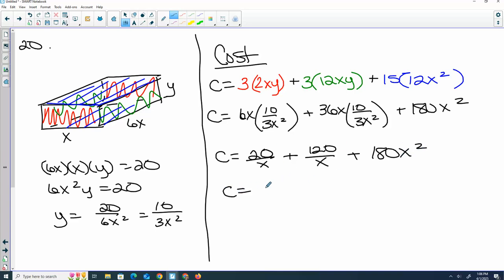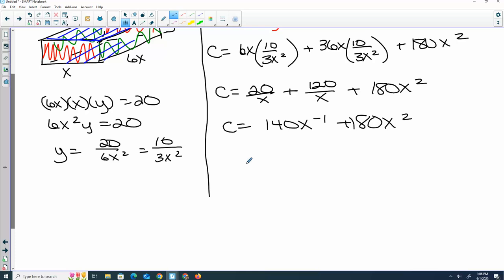So this will be 140 over x, or I'm going to write it as 140x to the negative 1. Because if I want to maximize or minimize, what do we have to do now? Derivative. So all that work was to get a simplified cost function. Now we do the derivative. So negative 140x to the negative 2 plus 360x, and we always do the derivative and set it equal to?